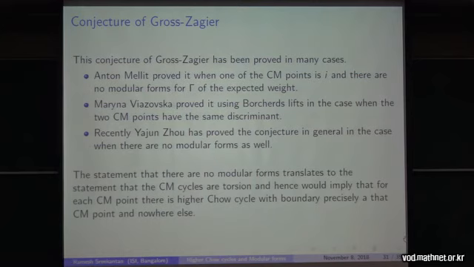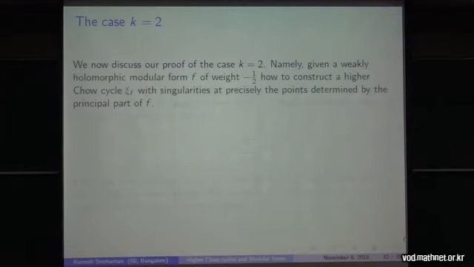Okay? So the statement that there are no modular forms translates to the fact that the CM cycle should be torsion. So it would imply that for each CM point, there's a higher Chow cycle with boundary precisely that CM point and nowhere else. Okay, so that's a special condition which makes it a little easier, I suppose. Okay, so what happens in the case k equal to 2? Okay, so what does it mean? Given a holomorphic modular form f of weight minus half, we should be able to construct a higher Chow cycle, which we'll call xi f, with singularities at precisely the points determined by the principal part of f.